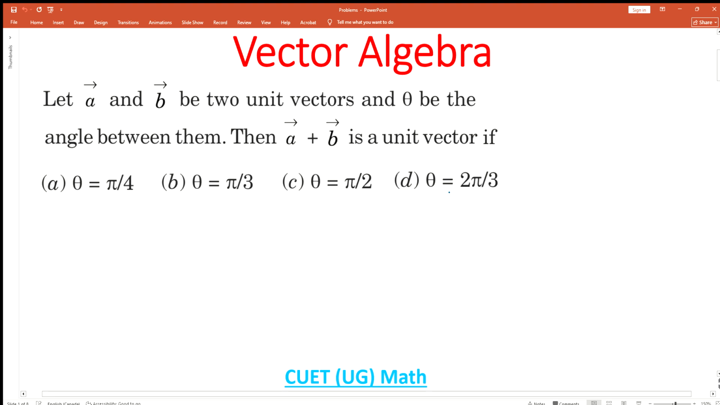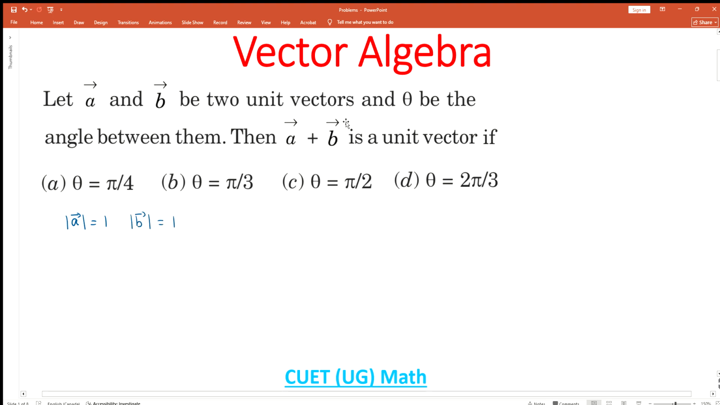Let's start by analyzing the given information. Vectors A and B are unit vectors. A unit vector is a vector whose magnitude is equal to 1. Therefore, the magnitude of vector A is equal to 1 and the magnitude of vector B is equal to 1.